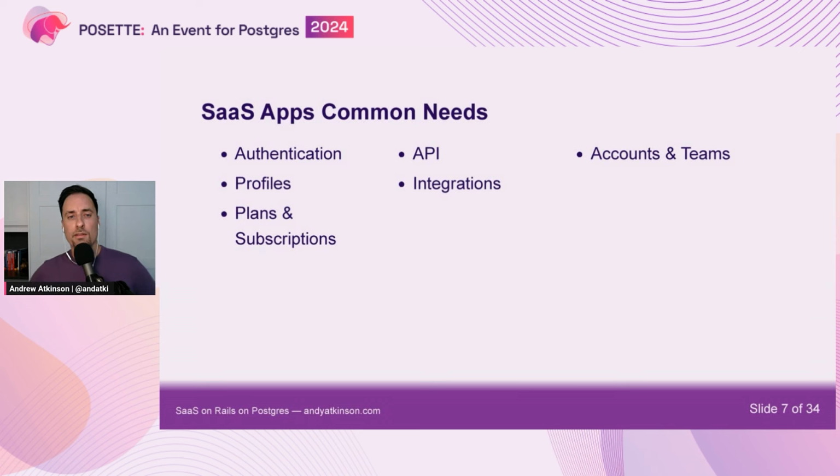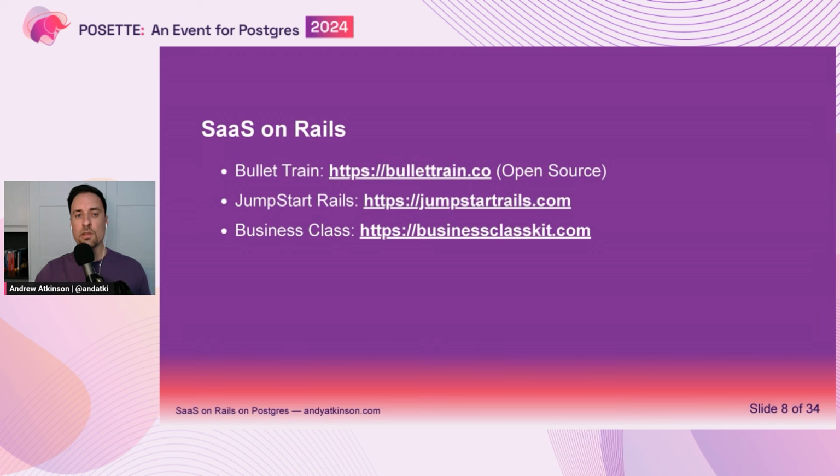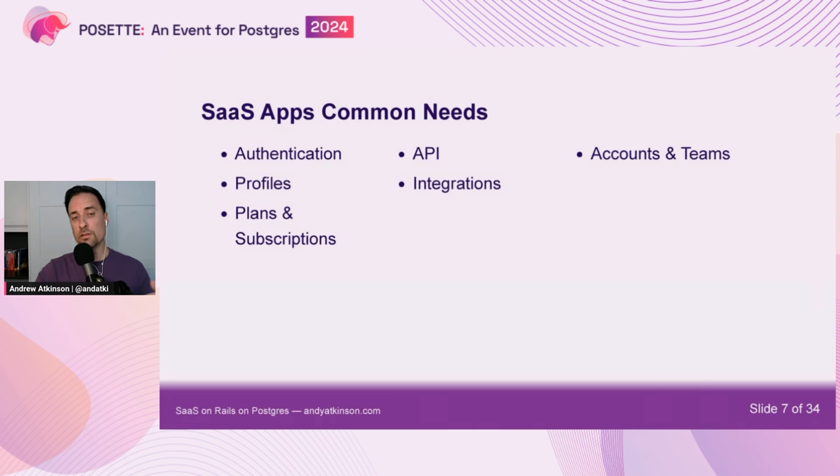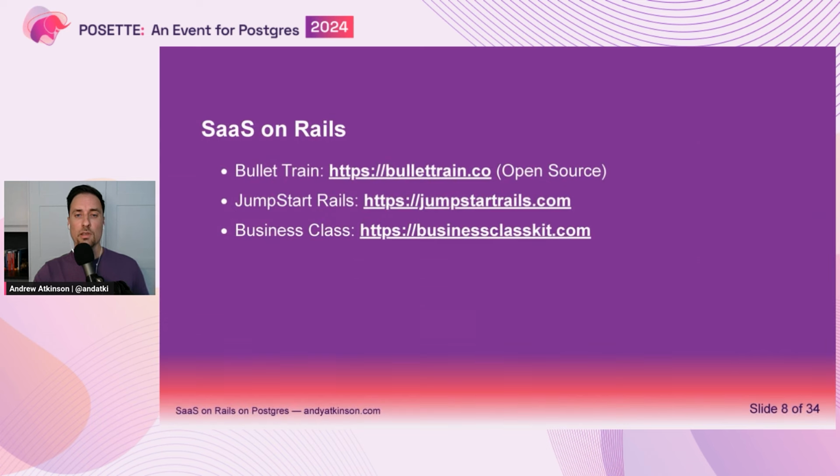And SaaS apps are going to have common needs: authentication, profiles, plans and subscriptions, and other items here on this slide. And we're not going to really get into these as part of the application design, but I did want to recommend for those that are unfamiliar with these, within Ruby on Rails, there's a number of great software packages that can be added: Bullet Train, Jumpstart Rails, and Business Class, which address some of these common needs, where if you're getting a new Rails SaaS application going, this could be a great place to look to help accelerate your development.